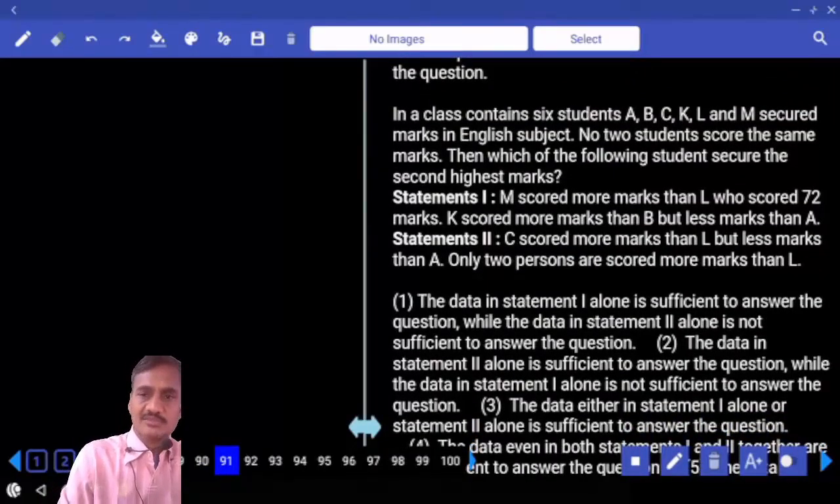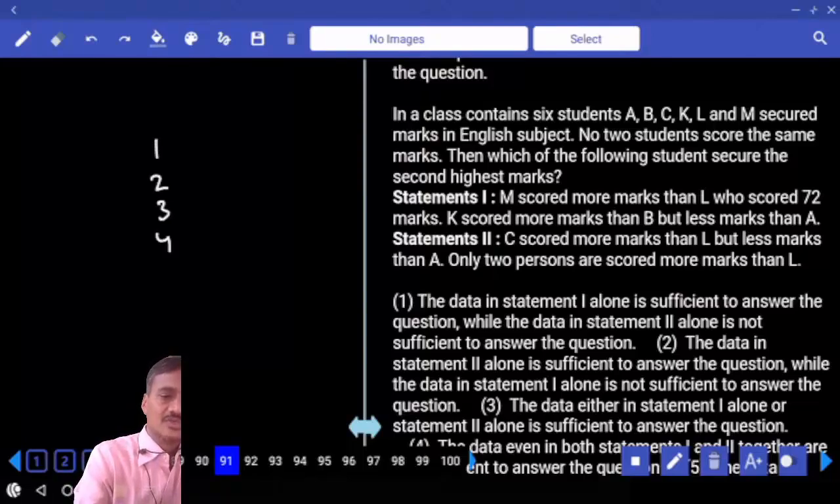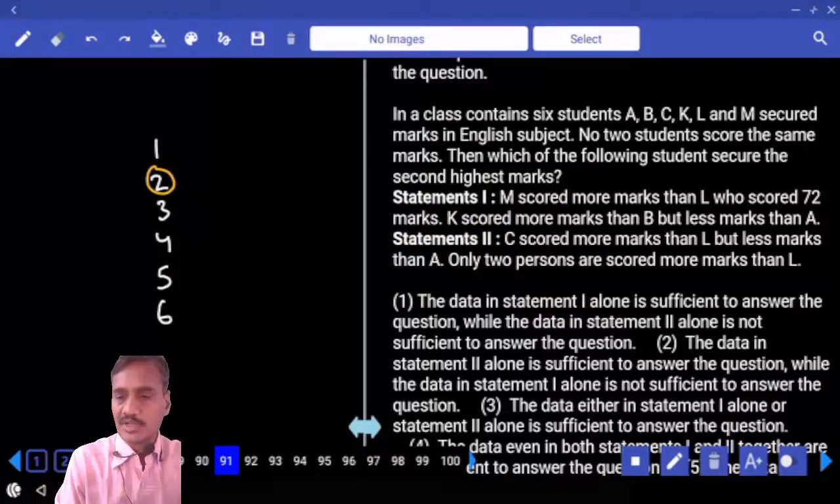In a class, how many people do we have? 6. A, B, C, K, L, M secured marks in English. No 2 students got the same marks. Which of the following students secured the second highest mark? Now 1, 2, 3, 4, 5, 6. We need to identify the person who scored the second highest, that means second position. Then coming to condition number 1.